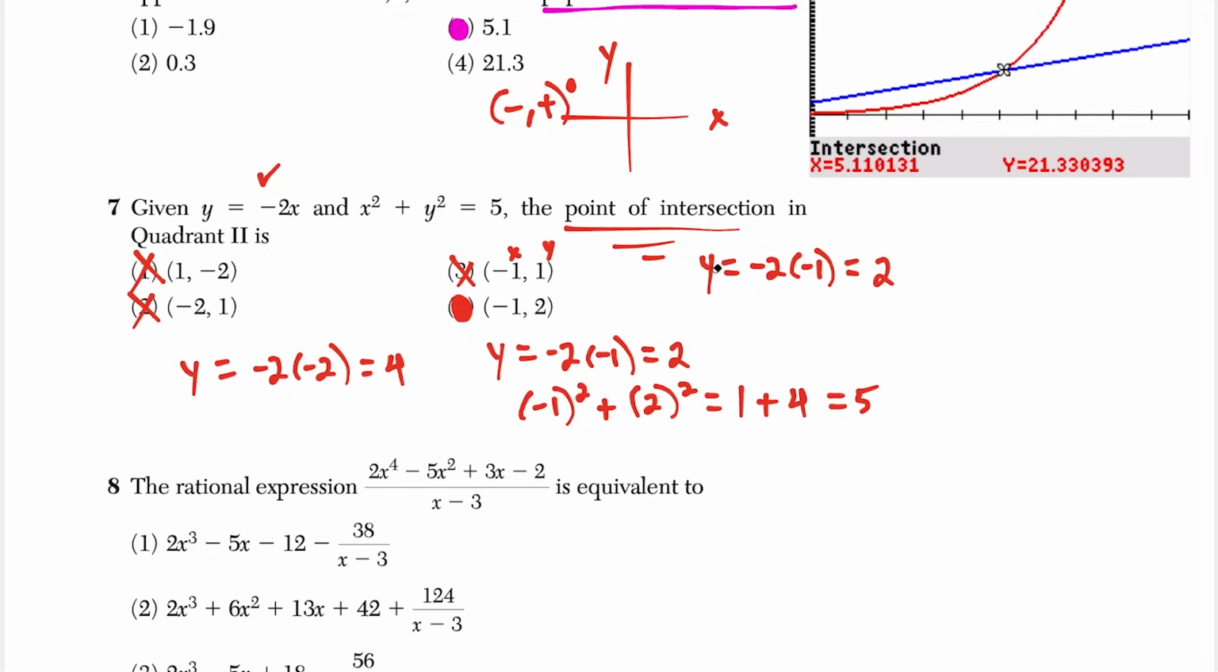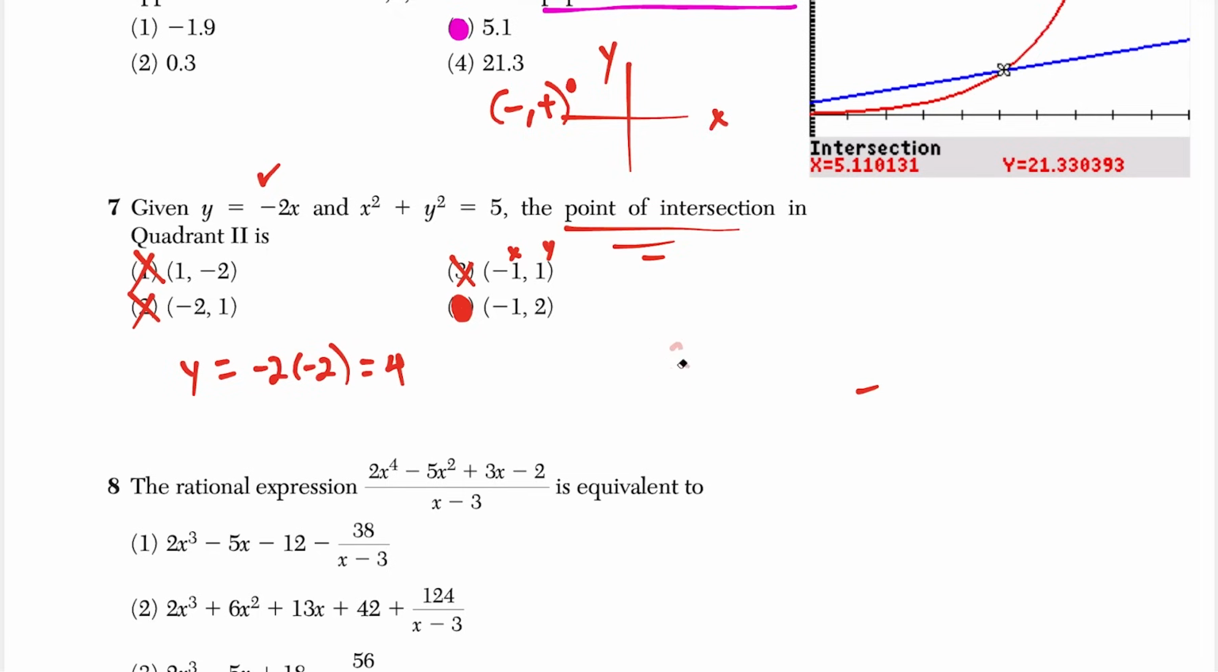Now, if you want to solve this question algebraically, you could solve this system of equations by substitution. So we could plug in the equation y equals negative 2x into the second equation here. So I'm going to do x squared plus y squared. I'm going to leave y out, and y is equal to negative 2x. So I'm going to plug in negative 2x for y, and then this is all equal to 5.